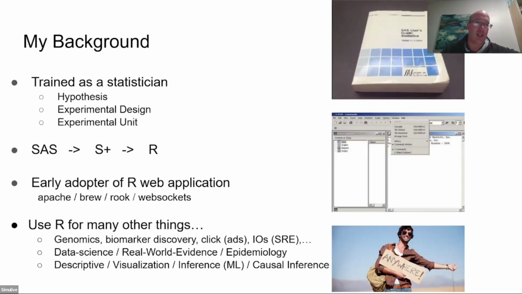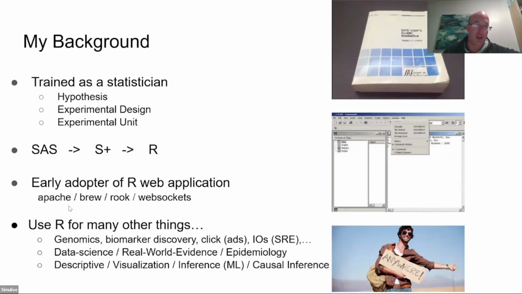My background: I was trained as a statistician. Early in my career, I used SAS, then switched to S+, here a screenshot, and then R. I consider myself an early adopter of R web applications. Back in the day, before Shiny was a thing, I was playing with Apache, Brew, Rook, WebSockets, and others.